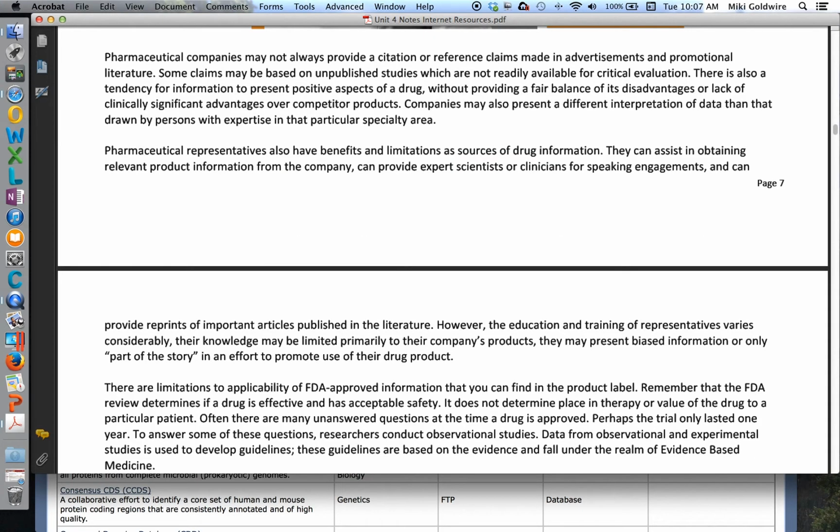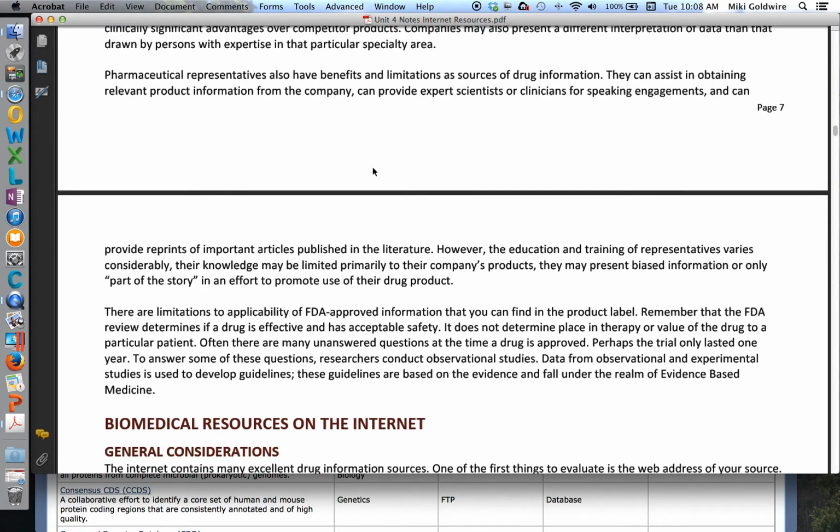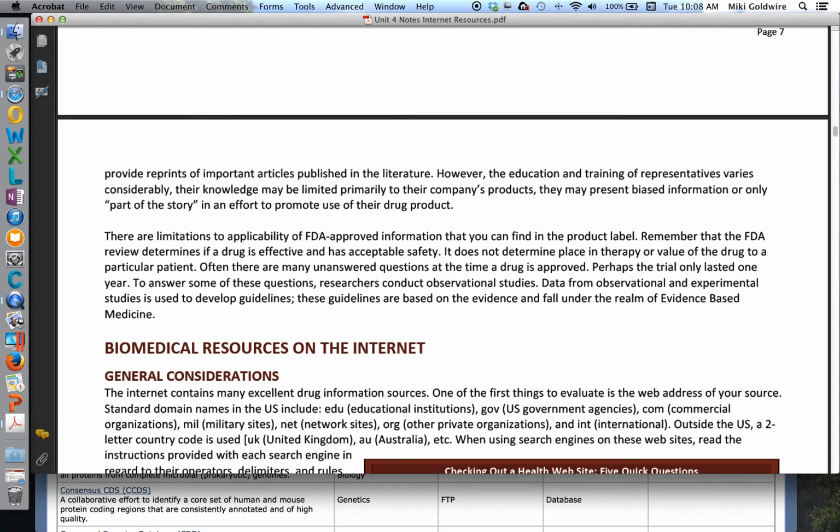Pharmaceutical representatives also have benefits and limitations as a source of drug information. They can assist in obtaining relevant product information from the company and can provide expert scientists or clinicians for speaking engagements, and reprints of important articles. However, you have to take into consideration the training of these representatives. They may only tell you part of the story.